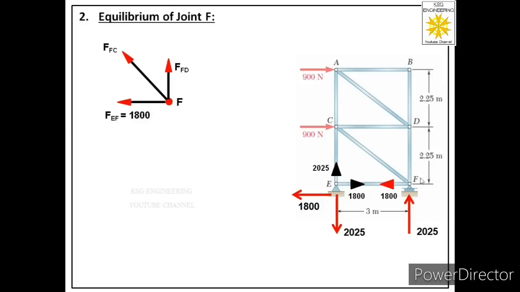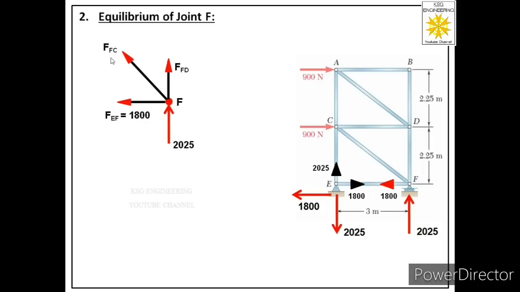Now after this we will see, is there any external force acting at joint F? There is no external force acting at joint F. Then we will see, is there any reaction acting at joint F? Yes, there is one reaction acting at joint F in our direction, and the magnitude is 2025. So let us show this reaction in the free body of joint F. Now we will see, is there any inclined force in the free body of joint F? Yes, there is one inclined force, FFC.